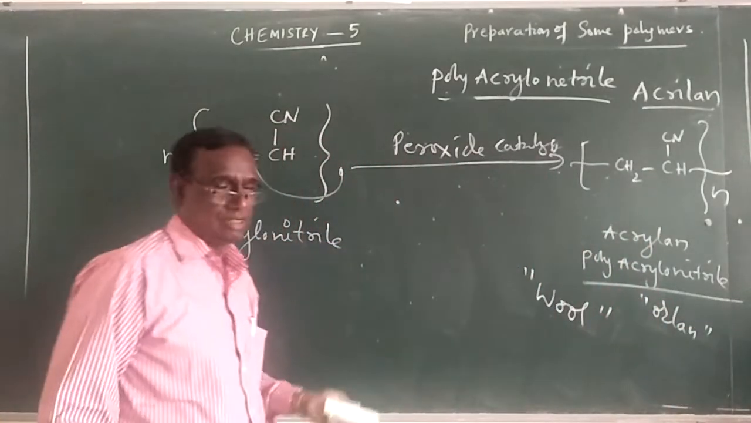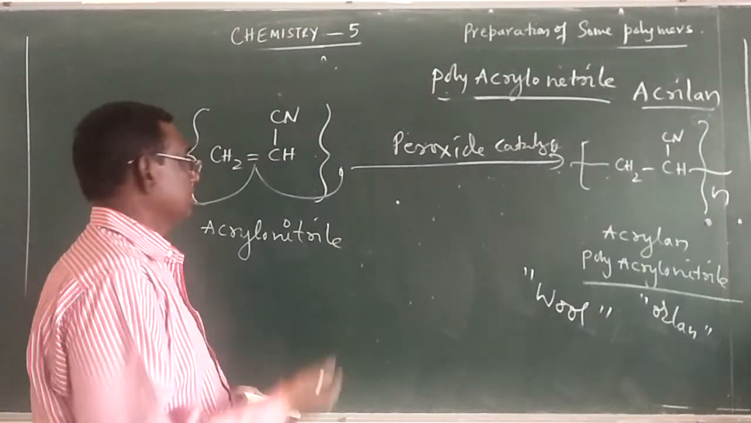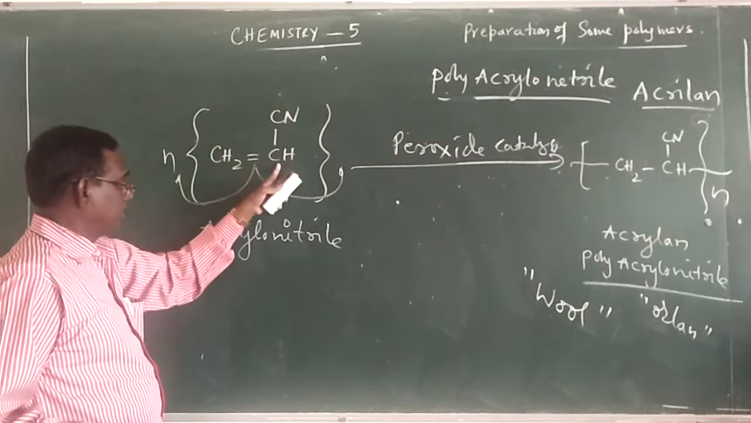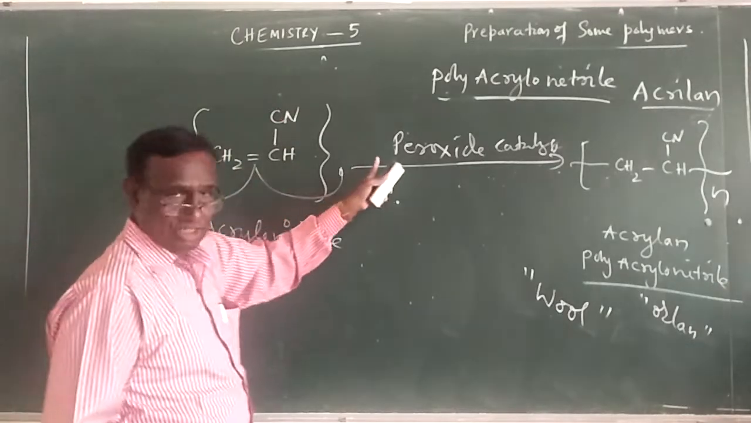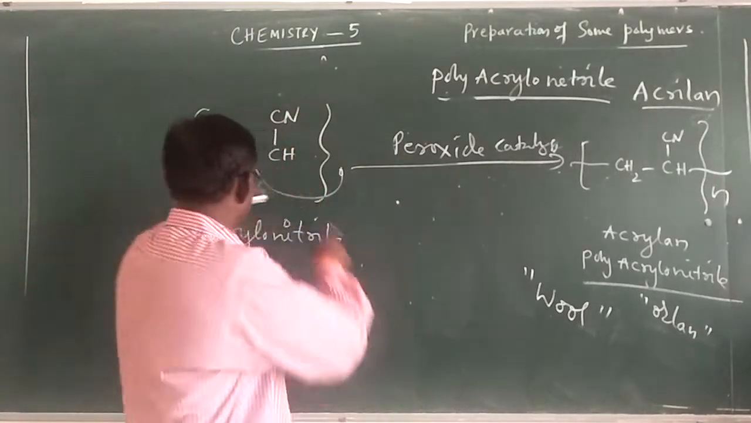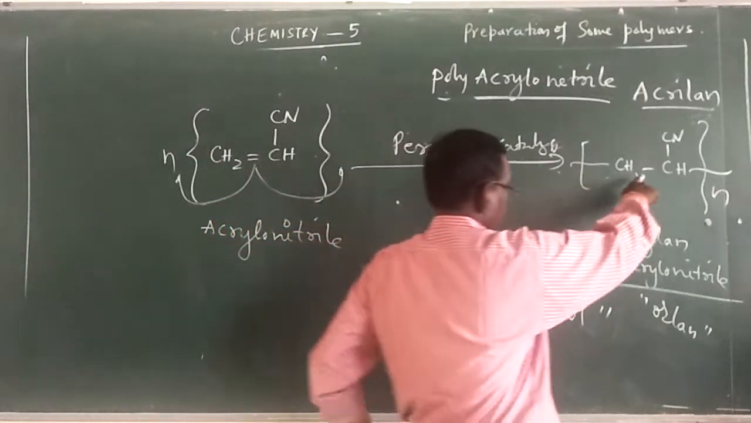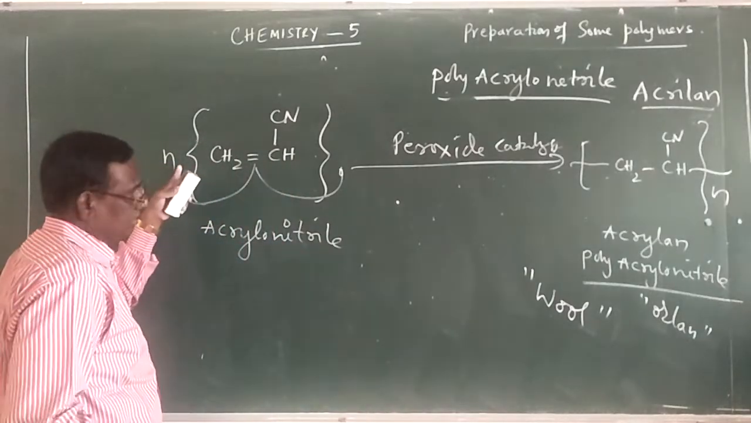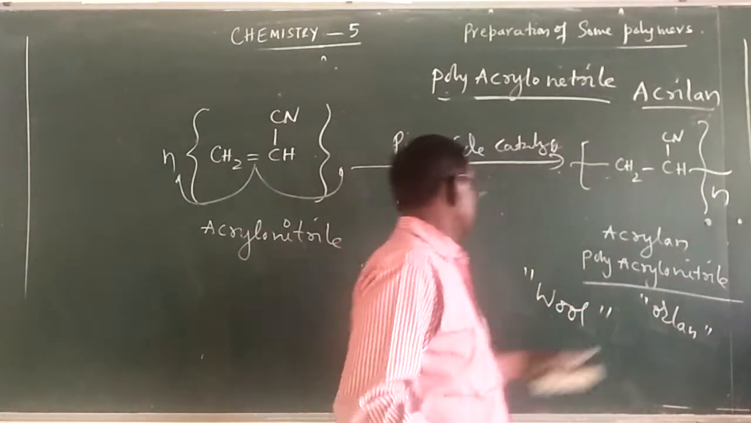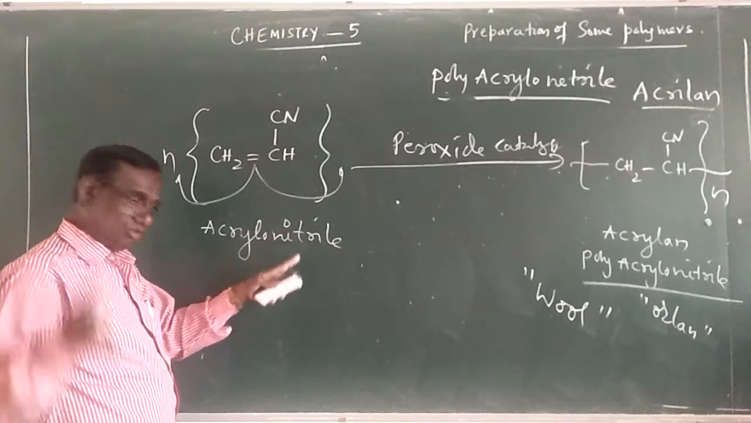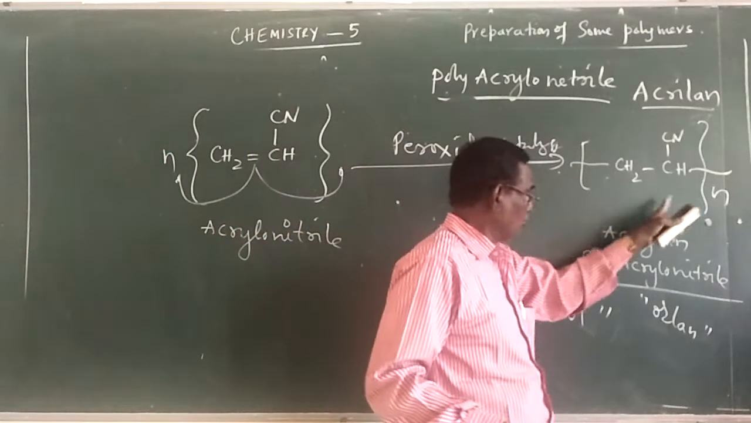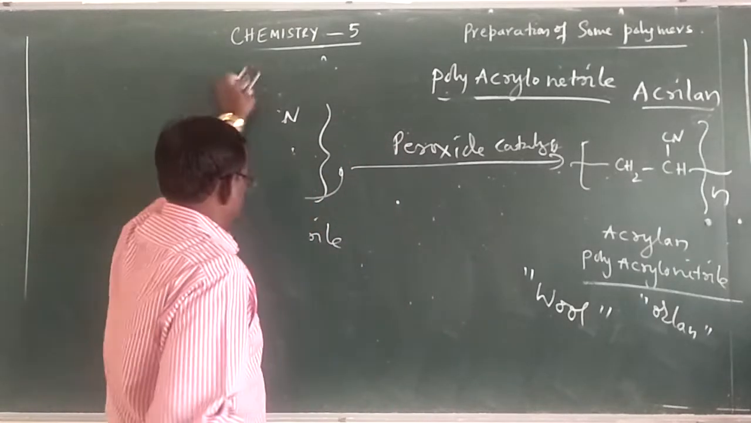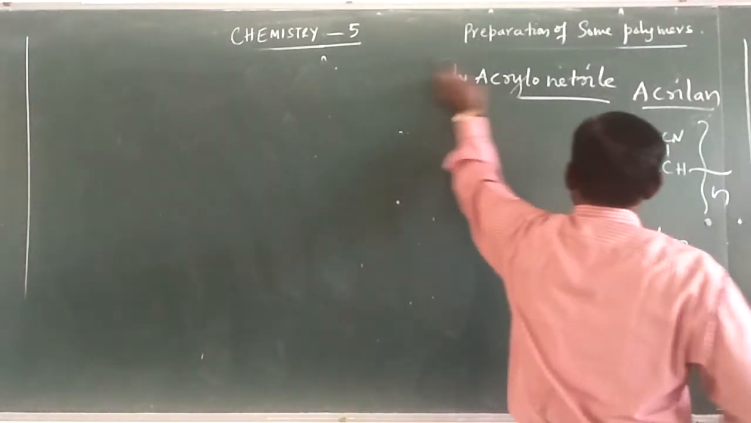So it is also a very simple polymer manufacture. So acrylonitrile CH2 double bond CH single bond CN undergoes addition polymerization in the presence of peroxide catalyst. We will be getting CH2 single bond CH single bond CN, n times. So here you have to take the n, and here you will be getting n. That means n molecules of acrylonitrile undergo polymerization giving the polymer which contains n units. That is the meaning of this. So this is one polymer, polyacrylonitrile.